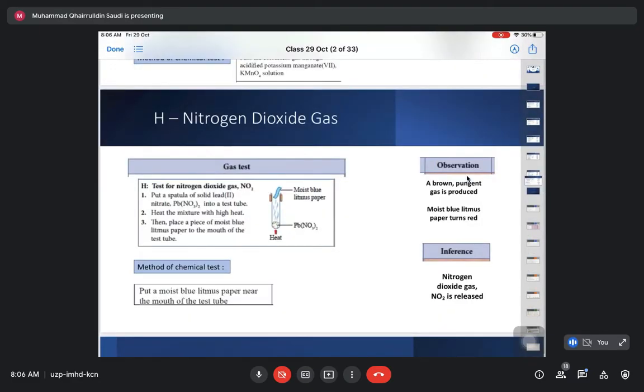Settle eh? So that is all the 8 gases that you should know how to test and what is the observation. So you need to know lah, maksudnya kena hafal lah the method. So bahagian mana that you should know is this one. Method of chemical test, the observation and the inference.